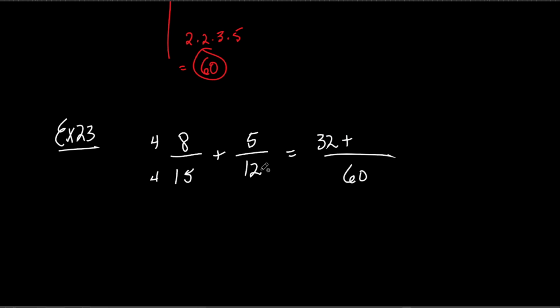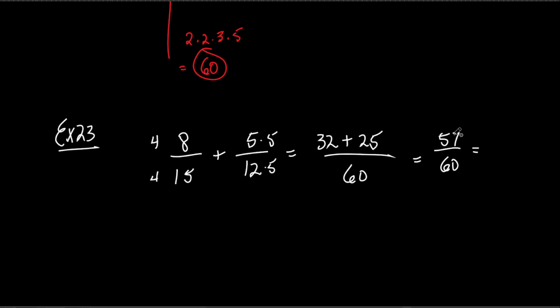What do I multiply 12 by to get to 60? 5. So what do I multiply the top by? The bottom and the top. By 5. 5 times 5 is 25. Okay? Add them up, what do you get? 57? Yep. Over what? 60? Does anything go into either one of these? It does. 57 is a weird number, but I'll show you this.